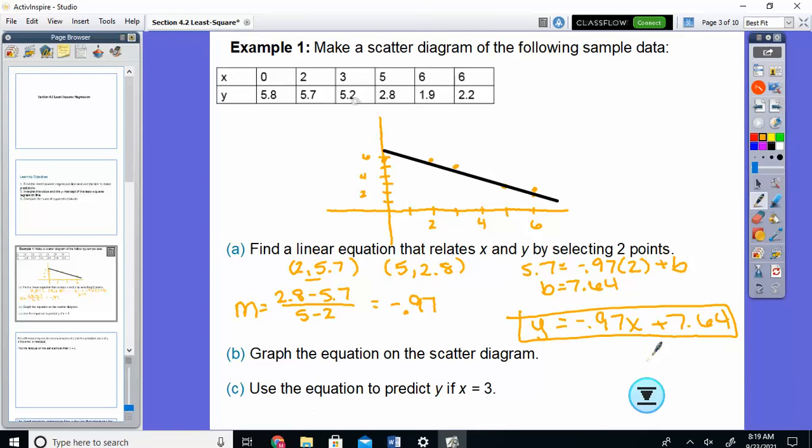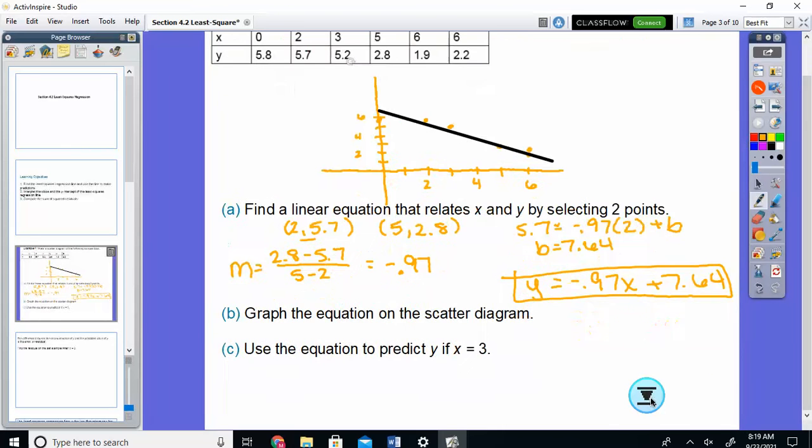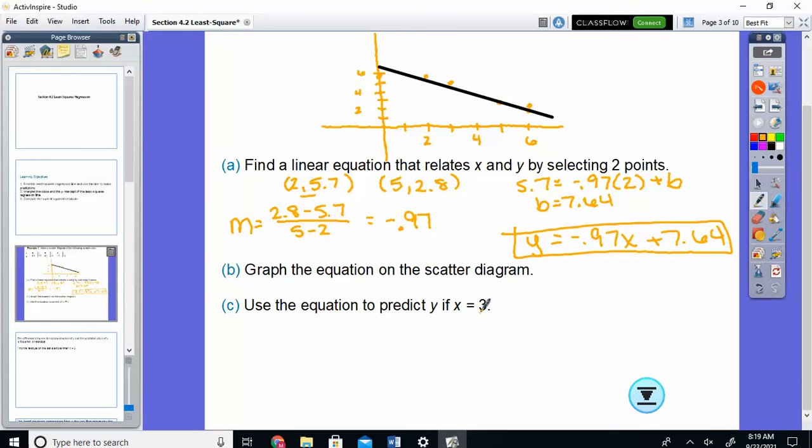We can use it to make predictions. Now, if all of us have a decent equation, then our predictions will be close, but they're not going to be the same. So if x equals 3, all you have to do is plug in your 3. And so we get 4.73. So once you have an equation, you can make predictions with it. But we know this is just a prediction. It's probably not the true answer.